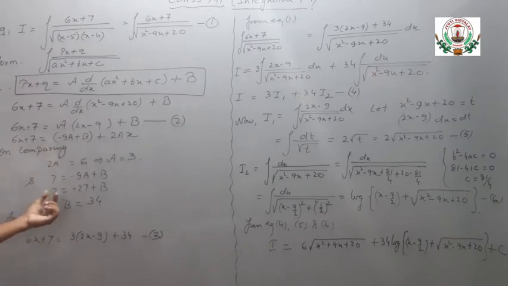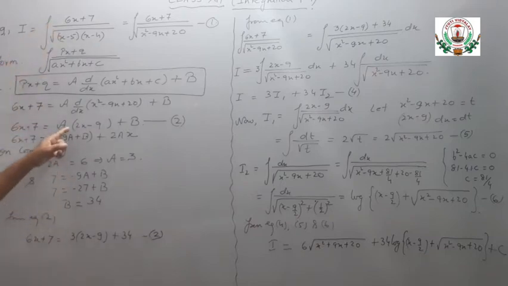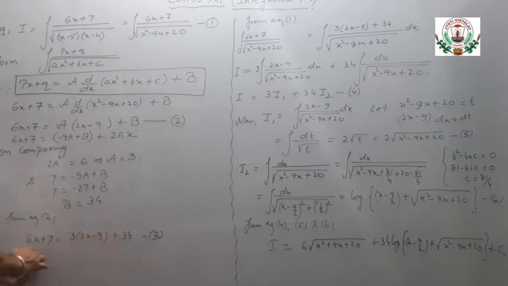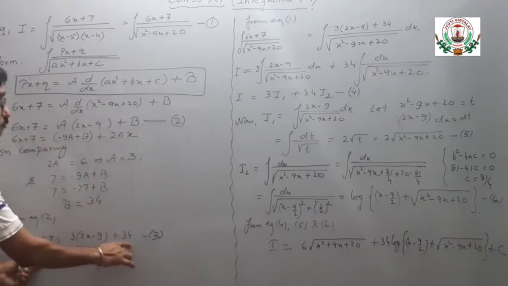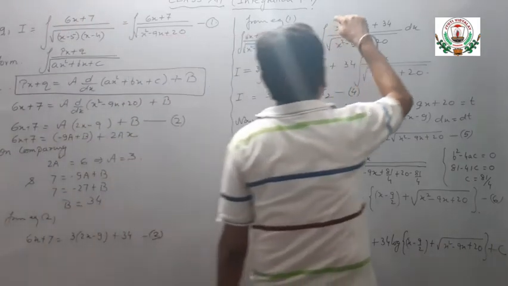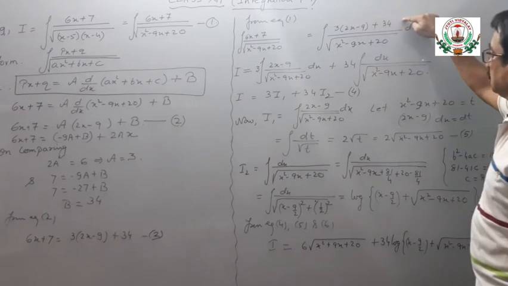and we have to get the value of a and b, and that value a equal to 3 and b equal to 34. I have to substitute in equation number 2. So 6x plus 7 numerator will become 3 into 2x minus 9 plus 34. Now this value of the numerator function will be substituted in our question, equation 1. So 3 into 2x minus 9 plus 34.